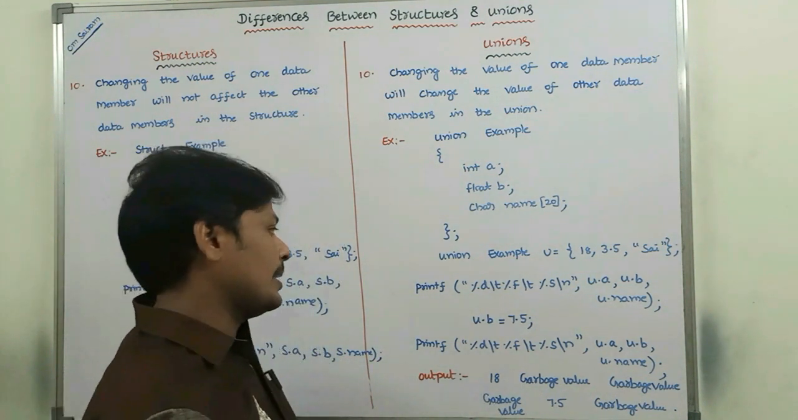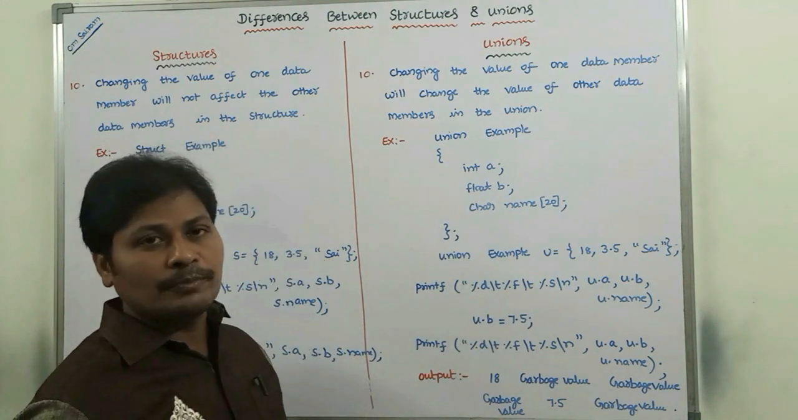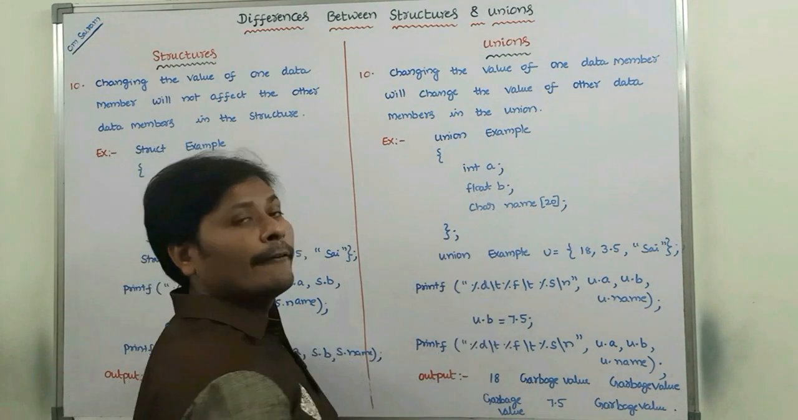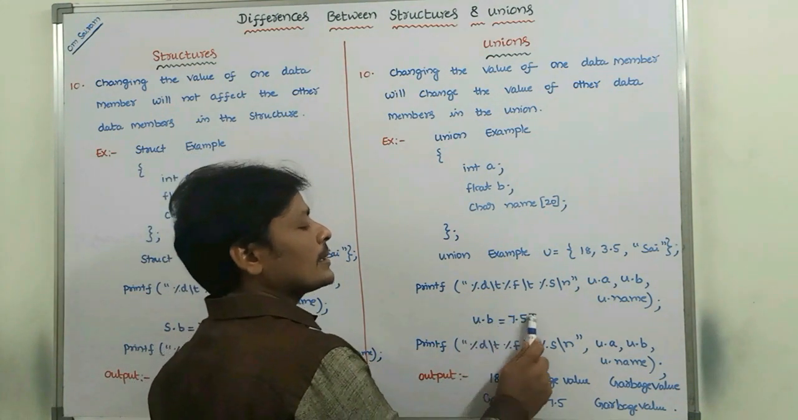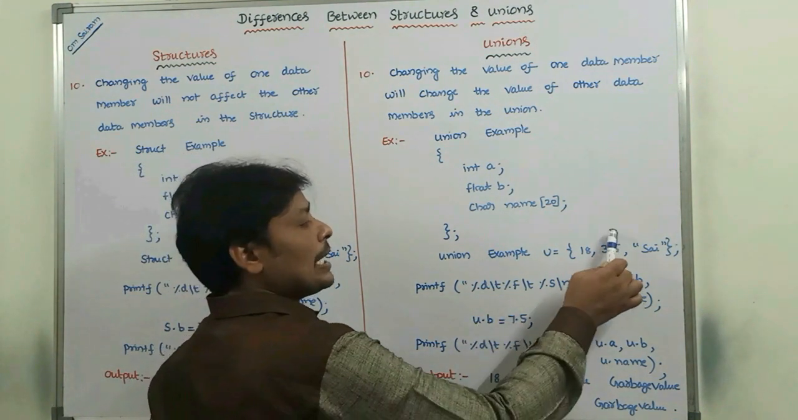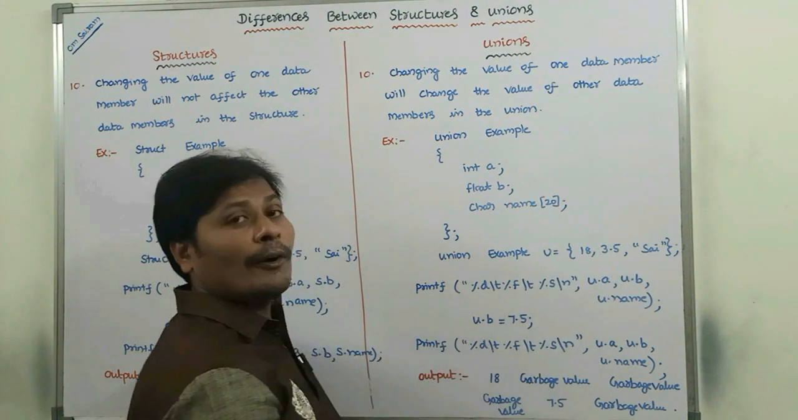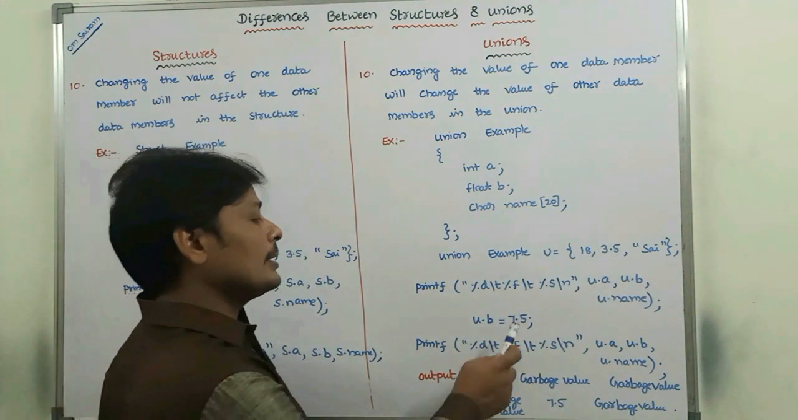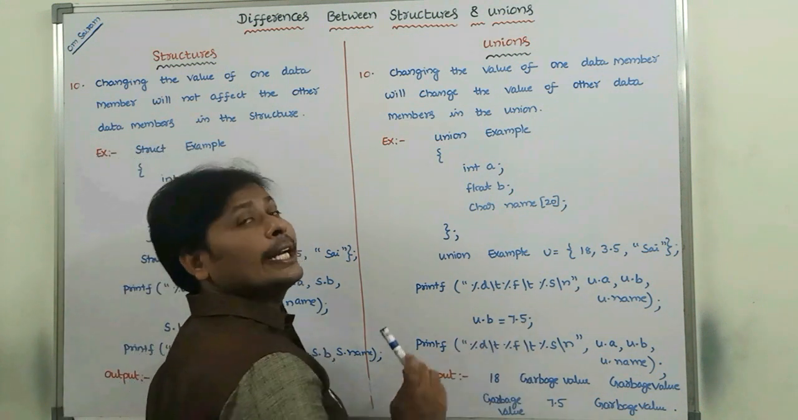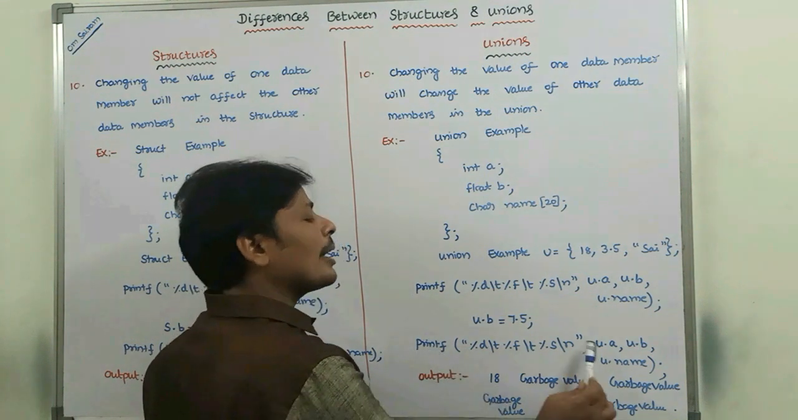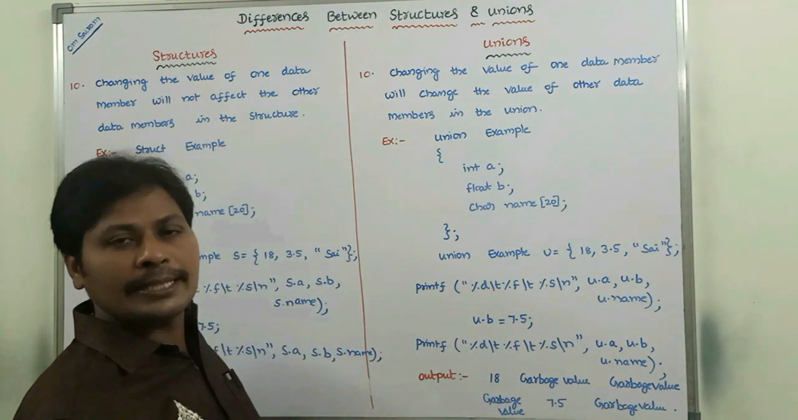Okay. Next, I am changing the second data member value. So what is the second data member? Float b. So u.b is equal to 7.5. The previous value was 3.5. Now I am changing the value of the second data member to 7.5. After modifying the second data member value, again we are printing all the data members' values.